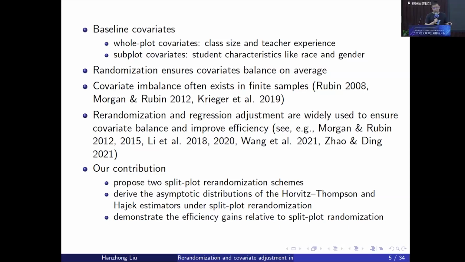Our main contribution is as follows. We call a split plot re-randomization a split plot design combined with re-randomization to balance covariates. In this work, we propose two split plot re-randomization schemes and derive asymptotic distributions of widely used average treatment effect estimators under the proposed split plot re-randomization, and demonstrate the efficiency improvement relative to the classic split plot randomization.